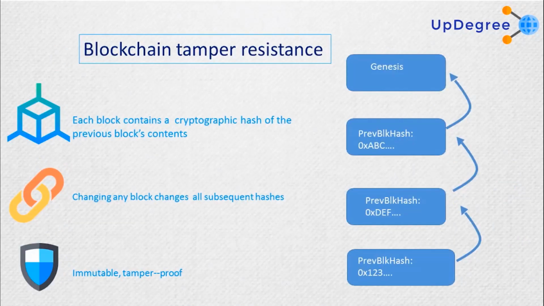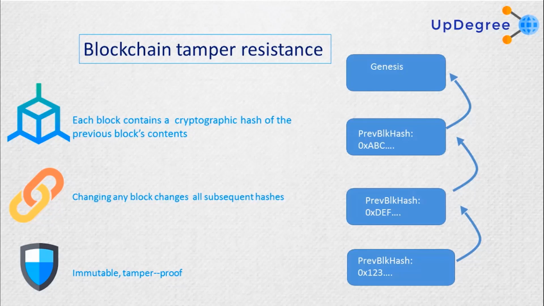Blockchain is tamper resistant. Each block contains a cryptographic hash of the previous block's contents. We have seen this in the arrow diagram where it always points to the previous block. Changing any block will change all subsequent hashes. That's one of the important things. It's immutable and tamper proof. Any edits or changes in one block will change the whole block. So it completely changes the genesis.